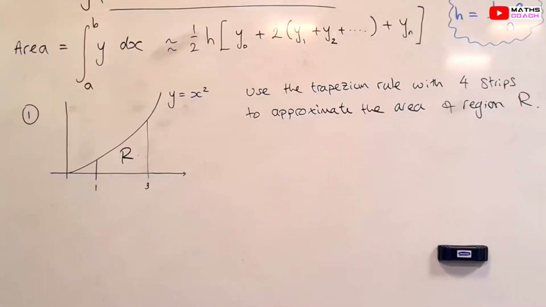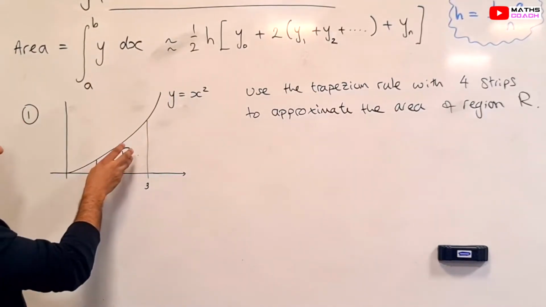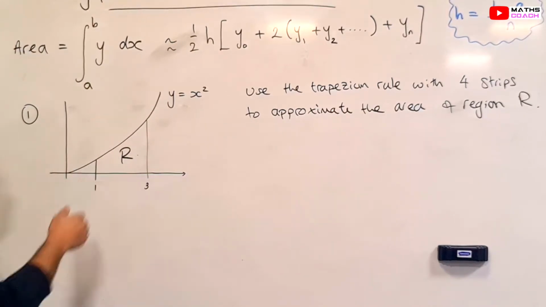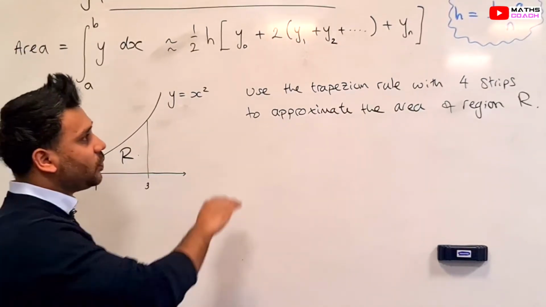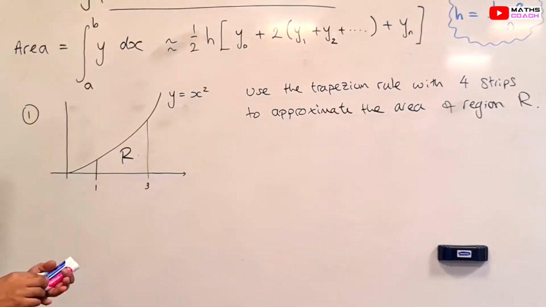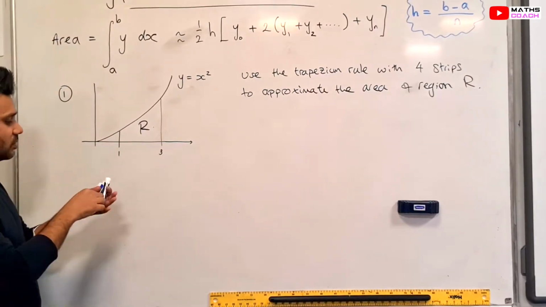Alright, so here's the first example. Here we have y equals x squared, and the region R is bounded between the curve, the x-axis, and the lines x equals 1 and x equals 3. Use the trapezium rule with 4 strips to approximate the area of region R. Right, so imagine we have 4 strips going from x equals 1 all the way to x equals 3.